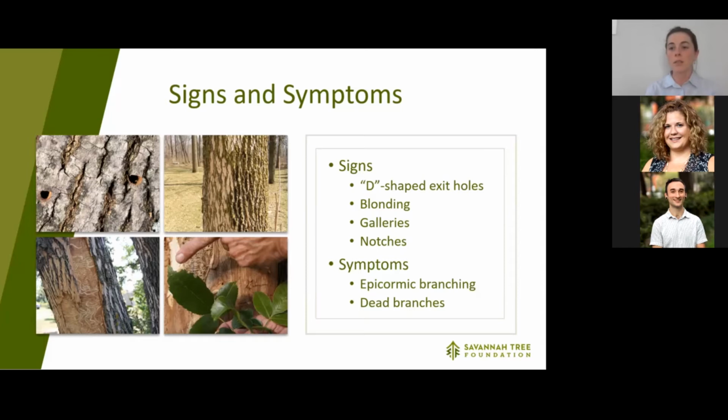And so a reaction or a symptom that the tree would show is epicormic branching, which is basically extra branches that the tree puts out because it is stressed. And there are also dead branches that may die because the tree can't get the nutrients from the sap flow that it normally would. So those branches would die.